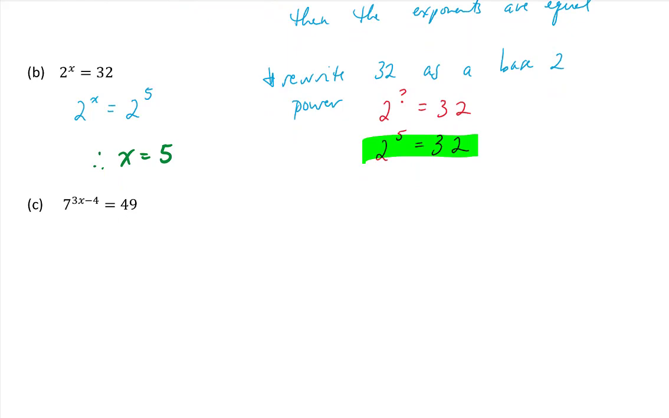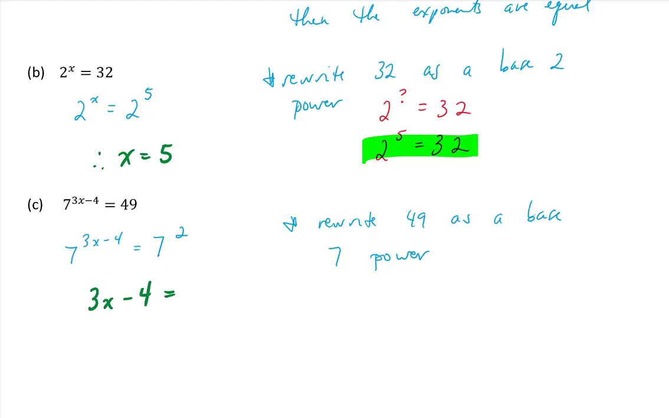So same idea. I have 7 raised to the exponent of 3x minus 4 equals 49. So I'm going to rewrite 49 as a base 7 number. So recall that 7 times 7 equals 49. So I get that 7 raised to the power of 3x minus 4 is equal to 7 squared, because 7 squared is 49. Now that the bases are the same, I can drop the base, and I get 3x minus 4 is equal to 2, since the exponents must be the same.